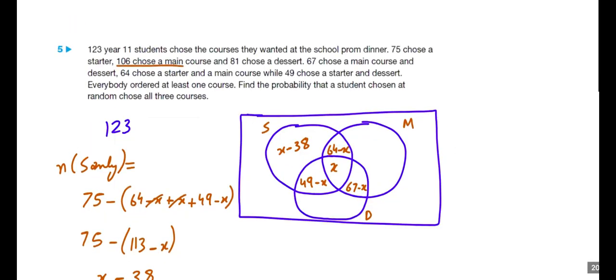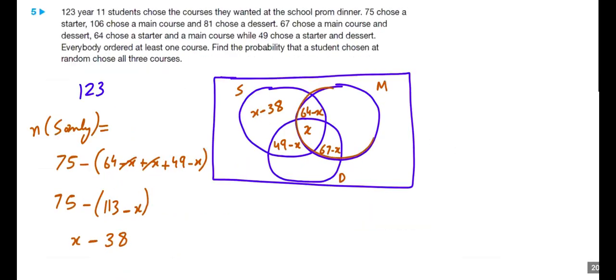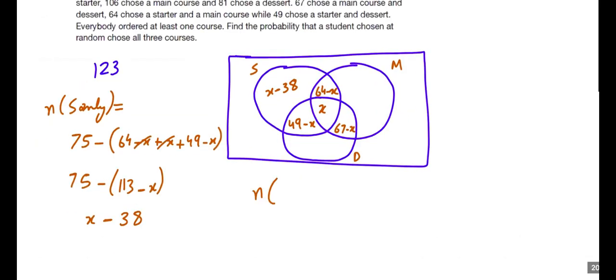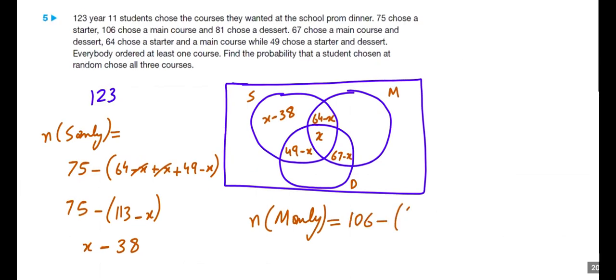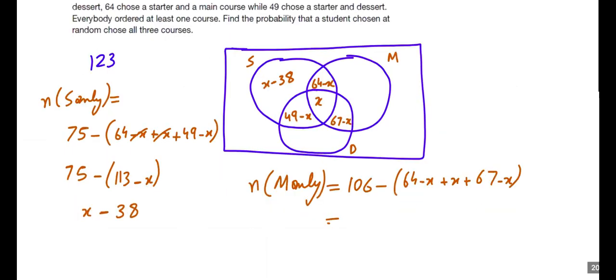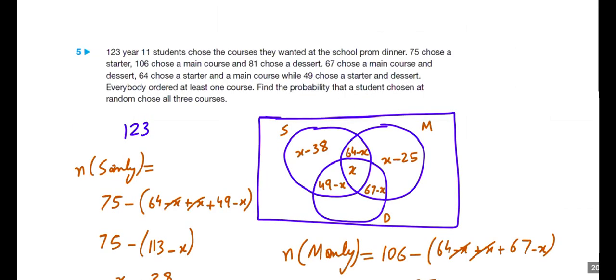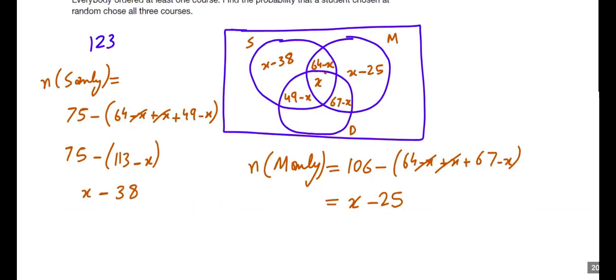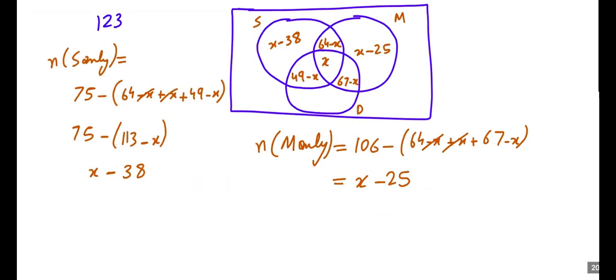So 106 people did everything here, right? So the number of people in mains only would be 106 minus all of that. So 64 minus x plus 67 minus x. That totals to 106 minus 64 minus 67, which is negative 25. The x's cancel out. This negative x and the minus outside makes it a plus, which makes it x minus 25.